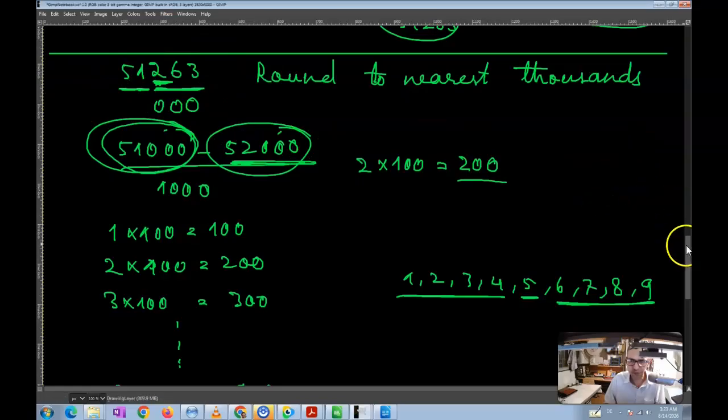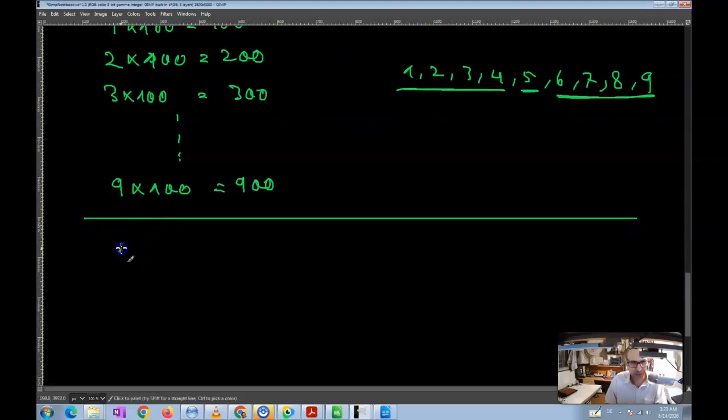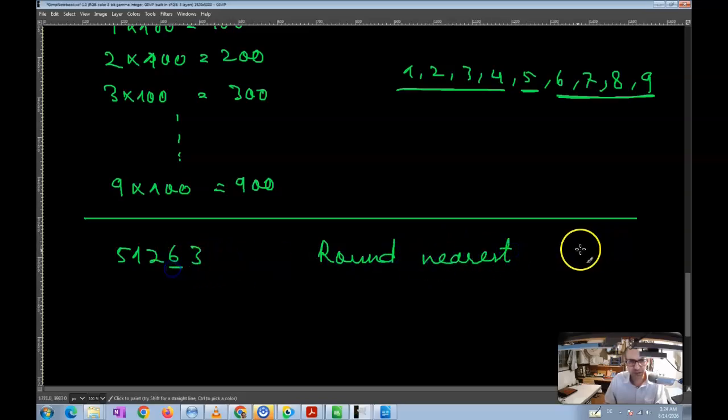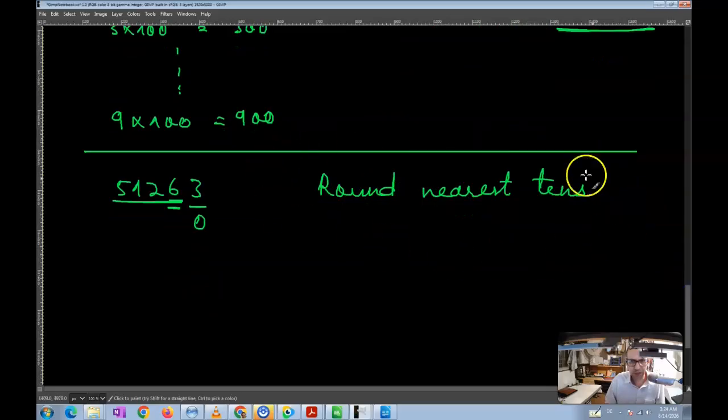Now let's take the same number, 51,263. Now let's suppose that I want to round the number to the nearest tens, right? Which means that I want to keep all of these digits including the tens place value, and I want to discard this digit over here, right? So then my number is going to be some number between 51,260 and 51,270, right?